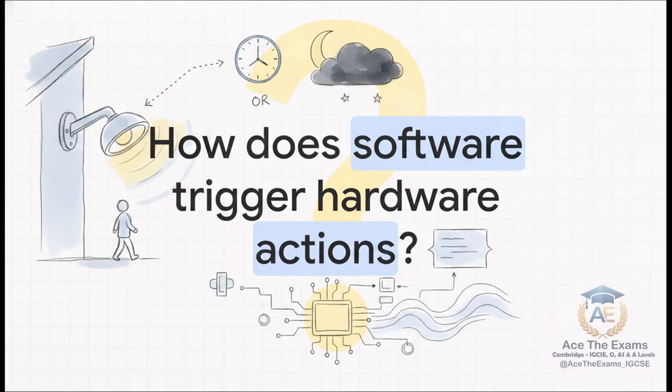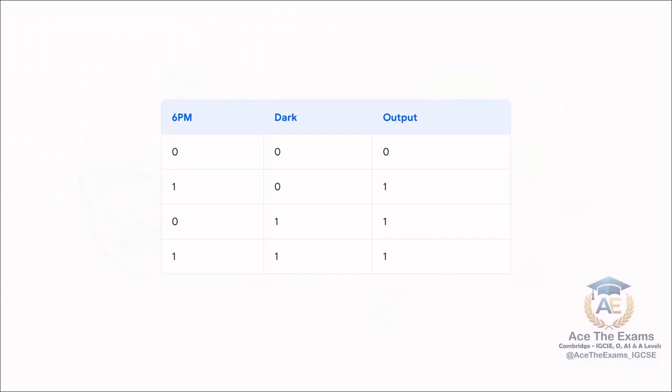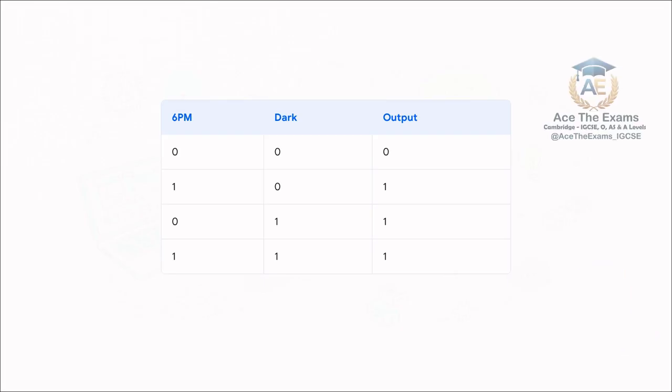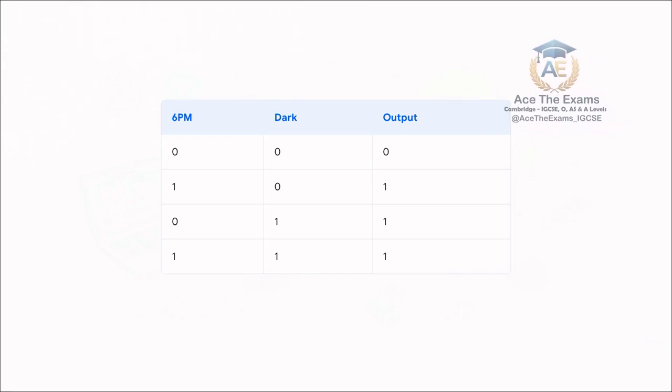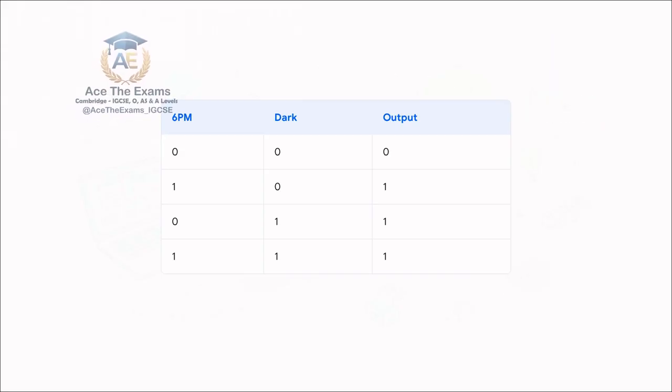or if it's dark. Now, what's really interesting here is how normal human language breaks down into strict mathematical logic. Because remember, the computer doesn't understand dark or 6 p.m. It only understands Boolean values of true or false. So we take the condition, it is after 6 p.m., and give it a binary value of 1 for true.